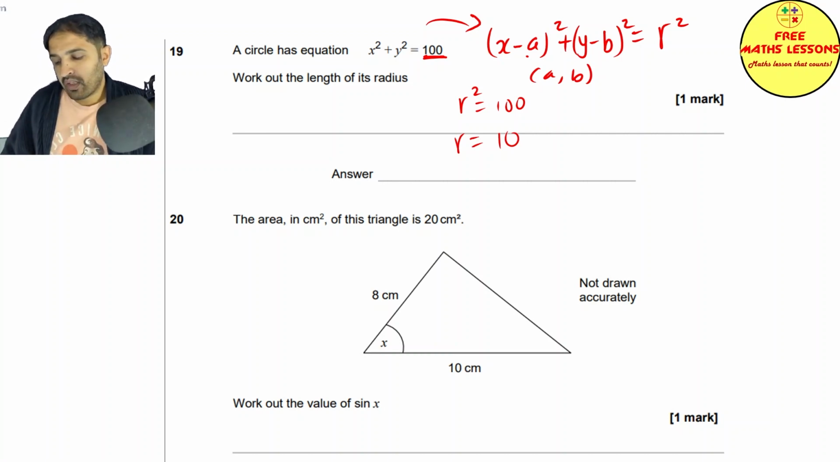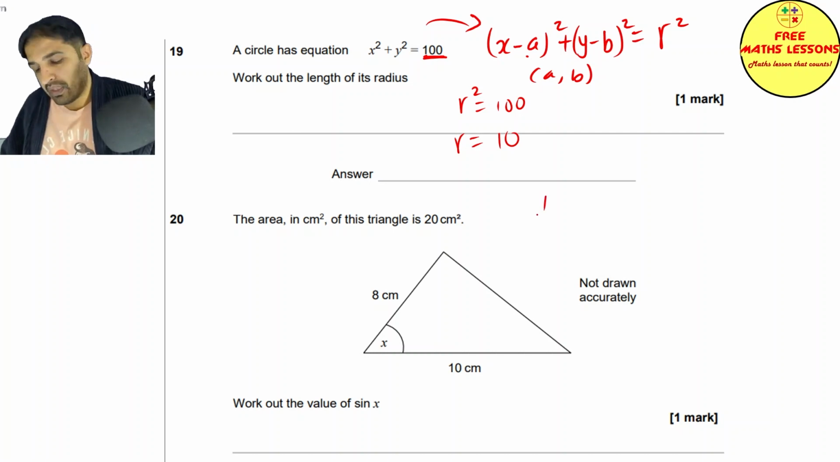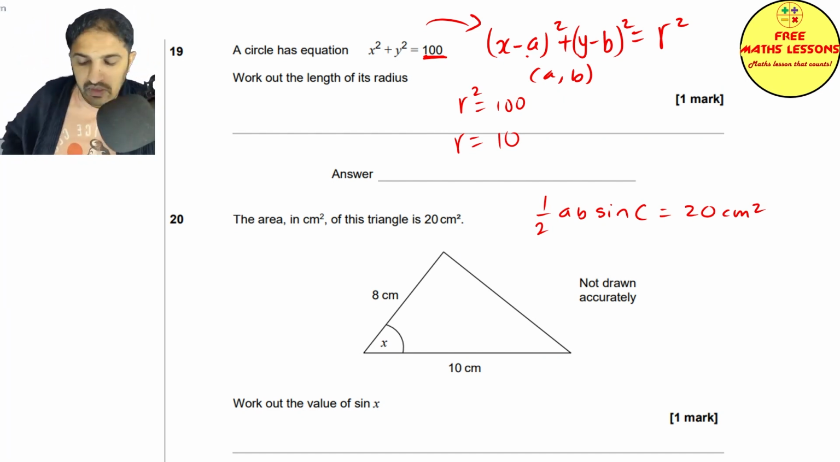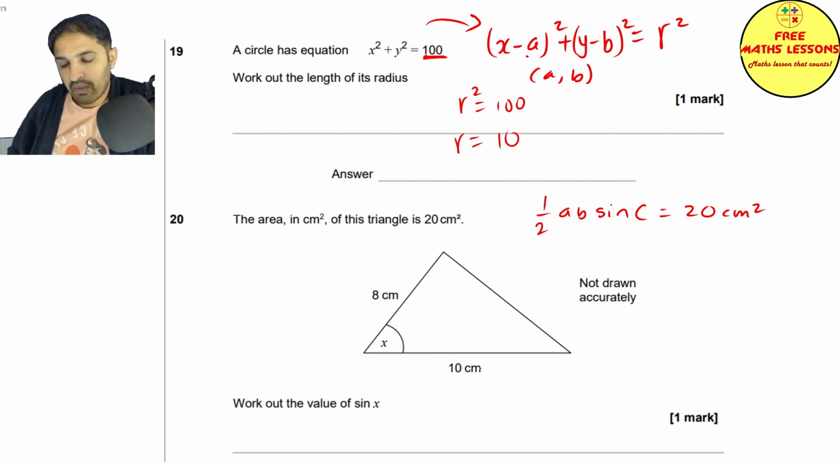The area in centimeters squared of this triangle is 20 centimeters squared. Okay, so we can say half AB sine C is equal to 20 centimeters squared. This triangle is not right-angled. It might be right-angled, but it doesn't tell you. We don't know the height of the triangle. Because if the base is 10, then the height would be there, the one that makes 90 degrees to the 10. Or if the base is 8, the height would be this. So none of those is known.